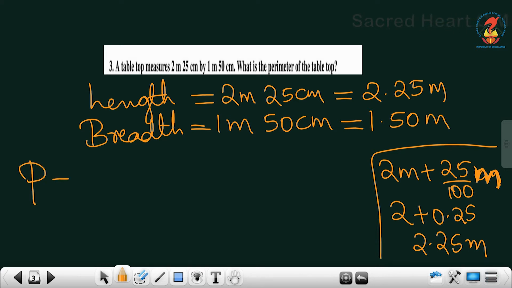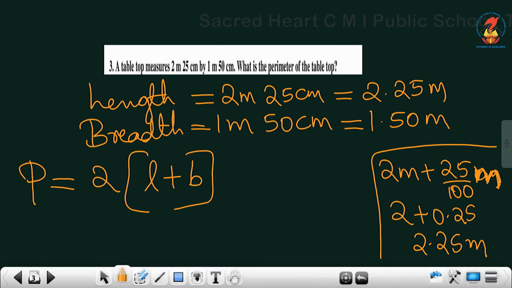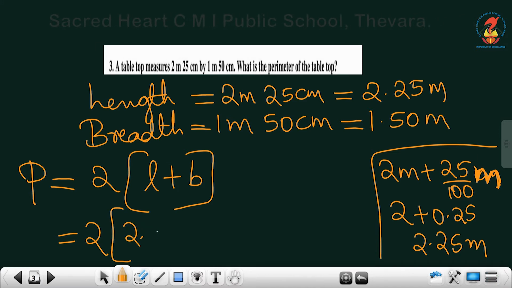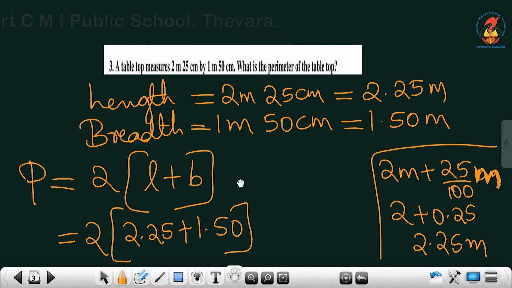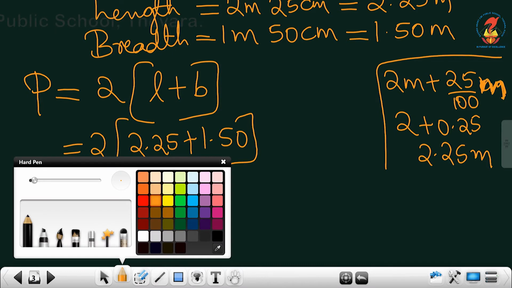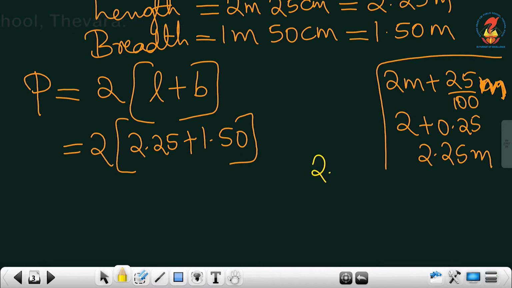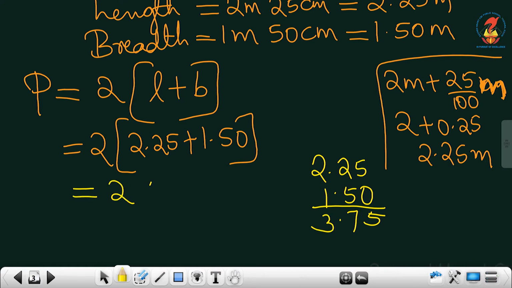Now we have to find the perimeter. What is the formula? 2 into L plus B. The tabletop is in the shape of a rectangle. So, 2 into, what is the length here? 2.25 plus 1.50. They are like decimals, so we can do the addition. Then, 2.25 plus 1.50. What is the answer? 5 plus 0 is 5. 5 plus 2 is 7. 3. So, we get 2 into 3.75. So, decimal multiplication is coming.